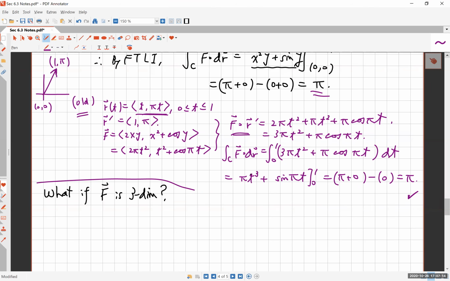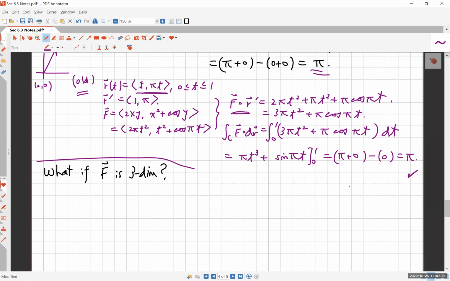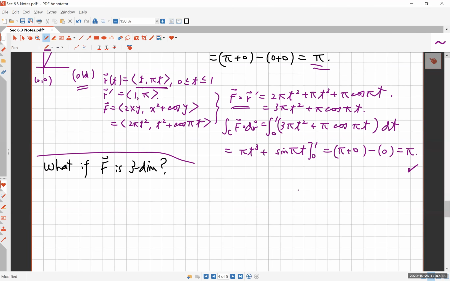Okay, so now let's go to the three-dimensional aspect of it. This part is going to be relatively short. The main difference is that now, instead of two, I have three components for the vector field F: P, Q, and R.